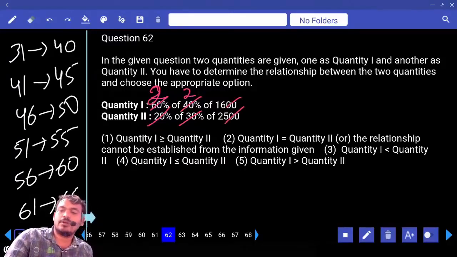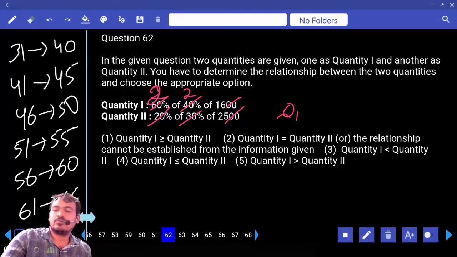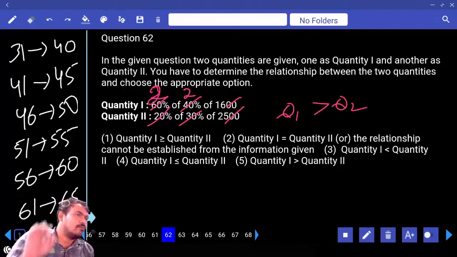Numerator 2 zeros, denominator 2 zeros are cancelled. 2 into 2 into 16, 64. What is the second one? 25. Then the relation is Q1 is greater than Q2. If we require comparison, just take the ratio.